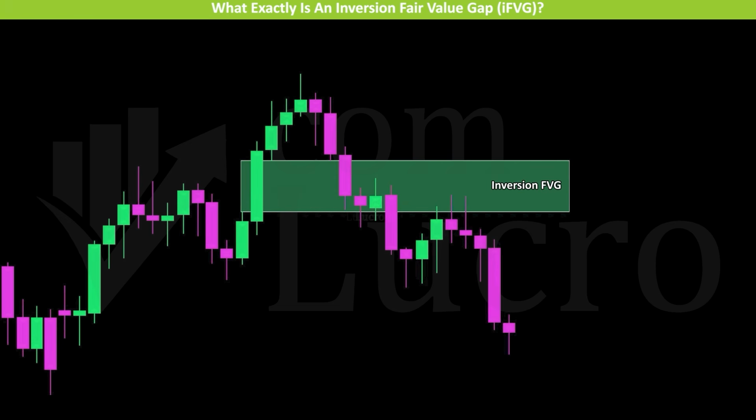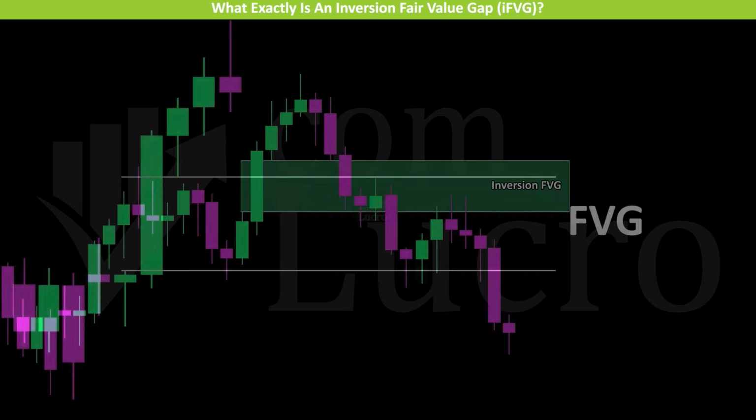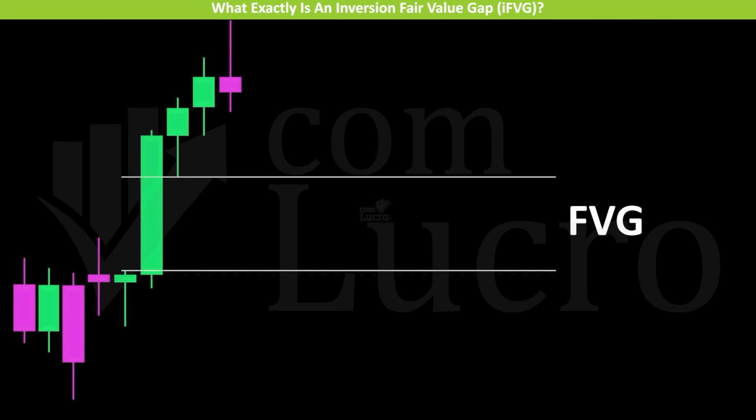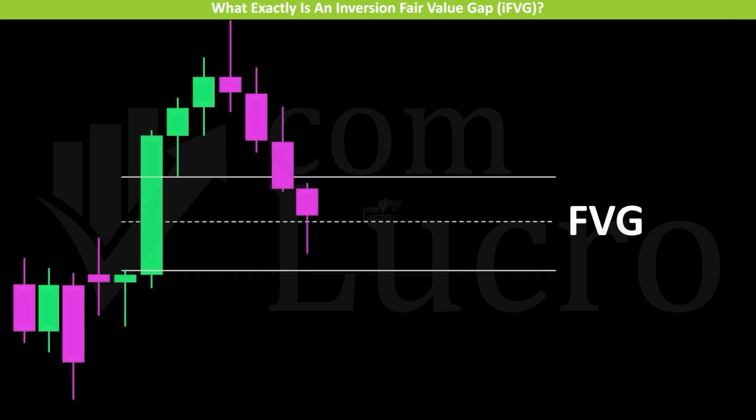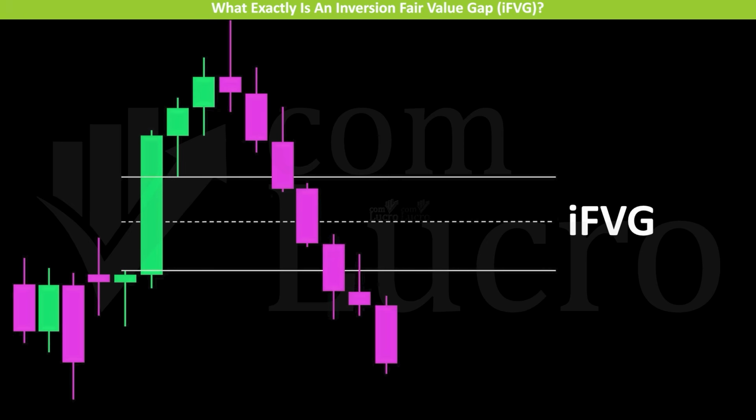So how can we determine whether a fair value gap will hold or become an inversion? When trading fair value gaps, what we want to observe is price returning to the zone and respecting its midpoint, which often leads to a continuation higher. If instead price trades into the area and clearly violates that midpoint, we can anticipate further downside, with candles closing below the fair value gap and forming an inversion.